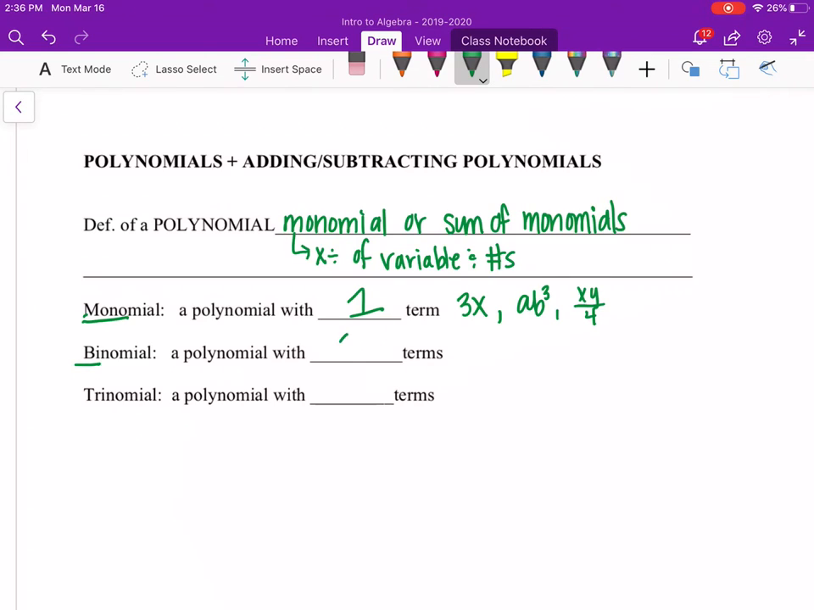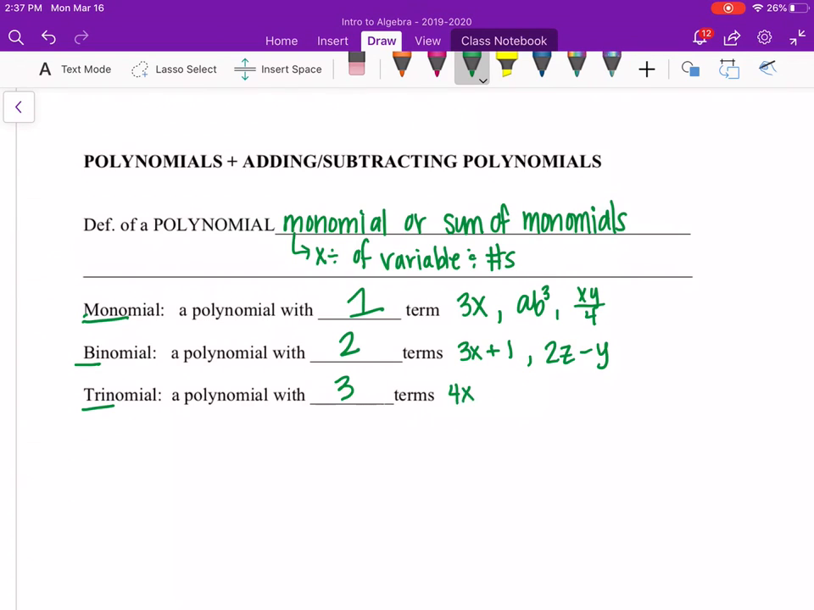A binomial has two terms. So 3x we decided was all one term, but as soon as I add 1 to it, I've separated and made two separate terms. So 3x plus 1 is considered a binomial. 2z minus y is a binomial. It's got two separate terms. And a trinomial is 3.